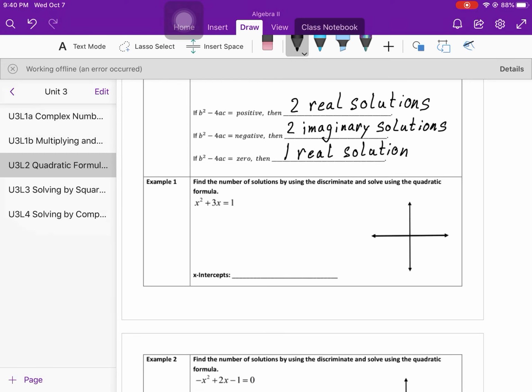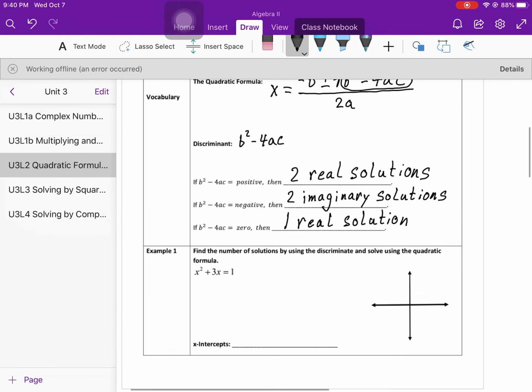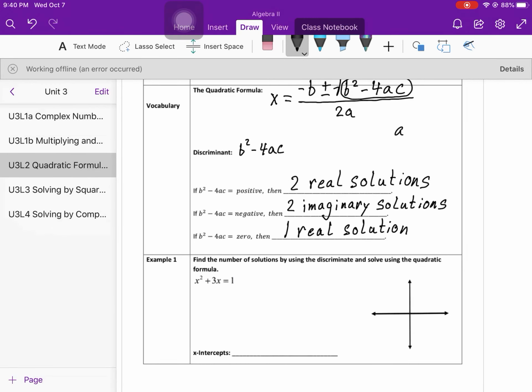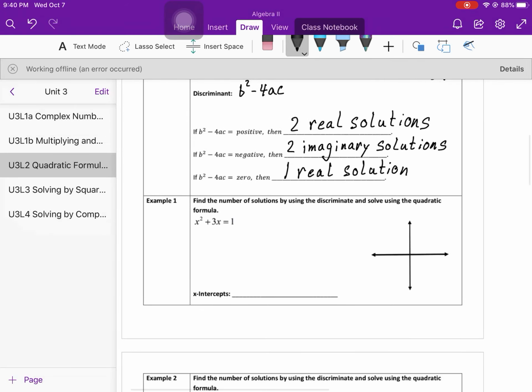So the first thing is we want to get this in standard form. So for all quadratics, you want to get it in the form of, I'll write it up here, ax squared plus bx plus c equals 0. So we want to set it equal to 0, so we want to move everything to the left side. A is the coefficient of our quadratic term, the x squared. B is the coefficient of the linear term, which is just x, and then c is always our constant.